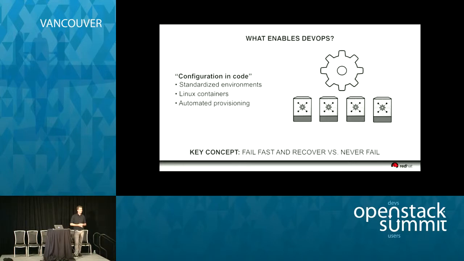And then also automated provisioning. Automated provisioning, being able to automatically provision the OS, the app platform, the application, and all the configurations. No reason to reinvent the wheel as the application moves from dev, test, to production every time. And one of the key concepts here around DevOps is to be able to fail fast and recover versus never fail. Total different mindset in terms of how you approach this.